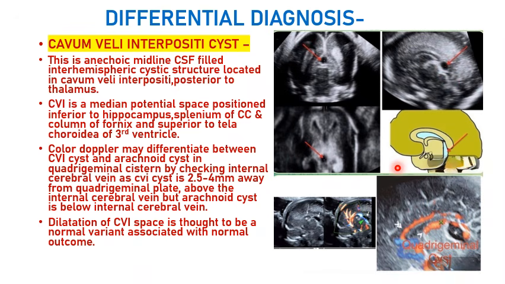Color Doppler may differentiate between a CVI cyst and an arachnoid cyst in the quadrigeminal system by checking the internal cerebral vein. As a CVI cyst is 2.5 to 4 mm away from the quadrigeminal plate, it is seen above the internal cerebral vein. Like here, we can see the internal cerebral vein is below the cyst and the cyst is above. But an arachnoid cyst is below the internal cerebral vein. The internal cerebral vein is seen superior to the quadrigeminal cyst. Dilation of the CVI space is thought to be a normal variant associated with normal outcome.